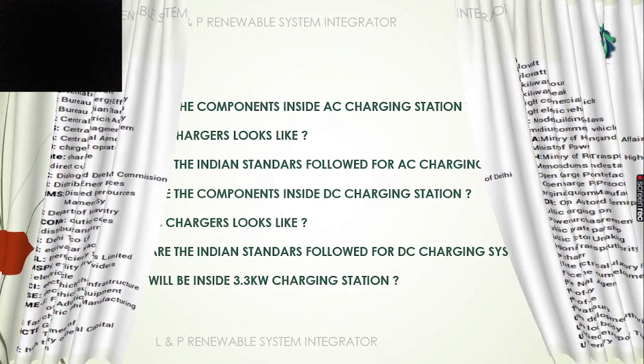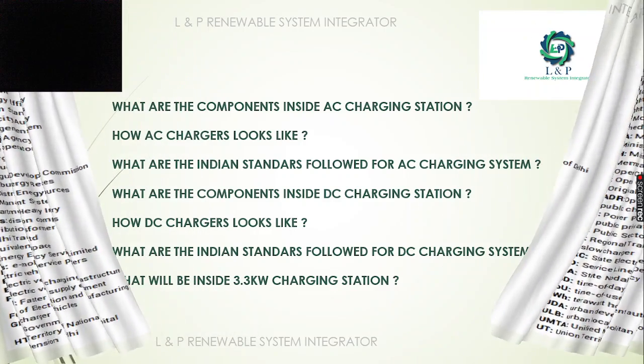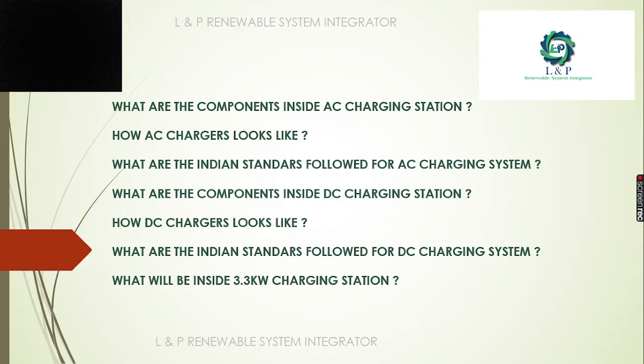What are the things that we are going to discuss in this part? We are going to discuss what are the components inside an AC charging station and how an AC charger looks like, and what are the Indian standards followed for AC charging systems for electric vehicles, and what are the components inside a DC charging station of an electric vehicle, and how a DC charger looks like, and what are the Indian standards followed for DC charging systems, and what will be inside a 3.3 kilowatt charging station.